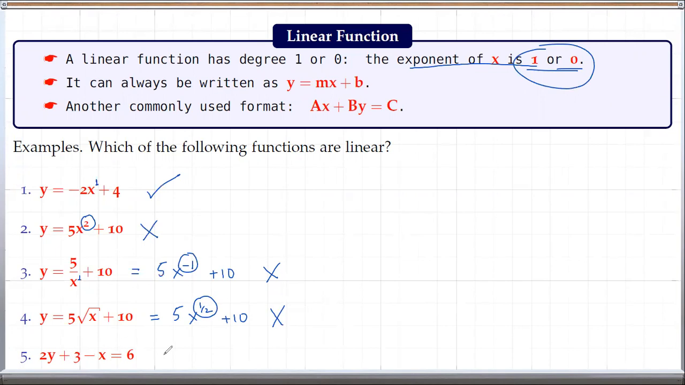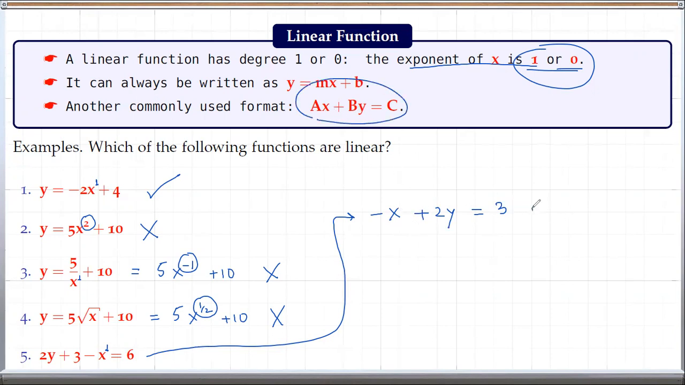In the last one, this is written in a little different way, but here you can again see the exponent of x is 1. And if you like, we can write in one of these two forms, y equals mx plus b or ax plus by equals c. Let's say the second form, we want to isolate the constant on the right side. So basically you want to subtract 3 from both sides. So we have negative x plus 2y on this side, and on the right side, you will have 6 minus 3, which is 3. So this is exactly of that form. So this is also a linear function.